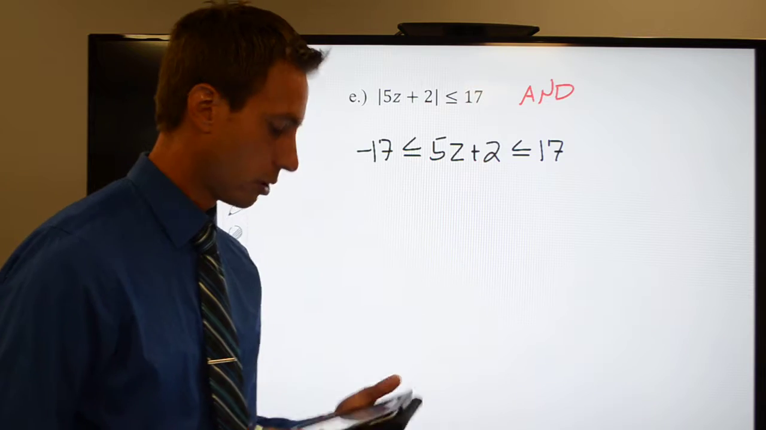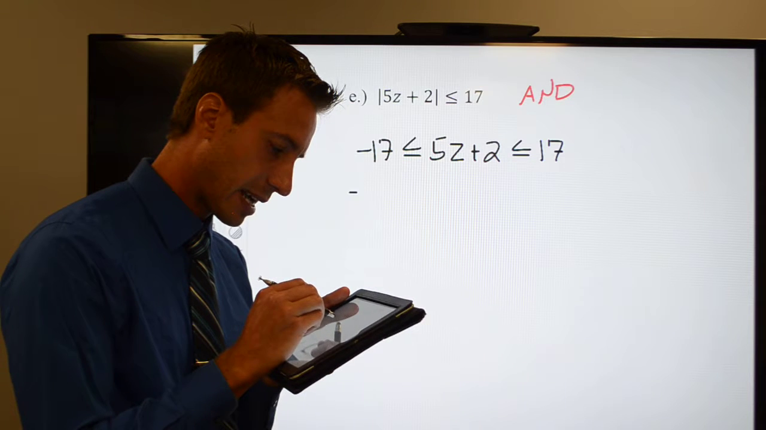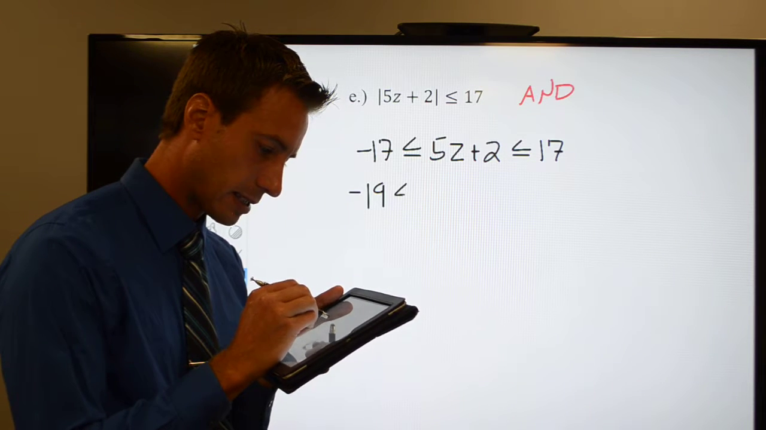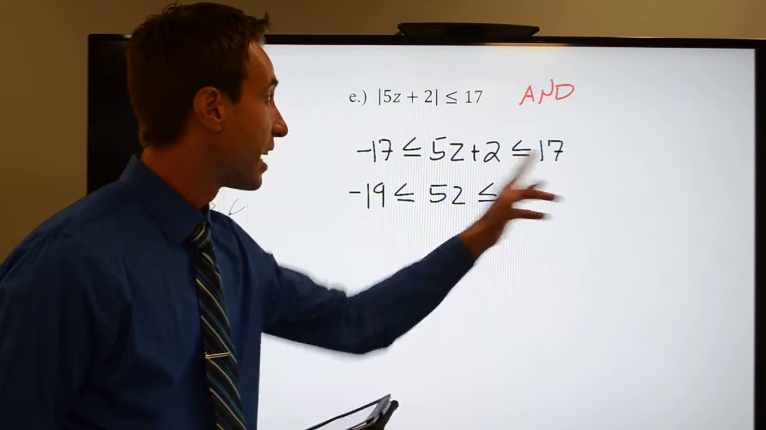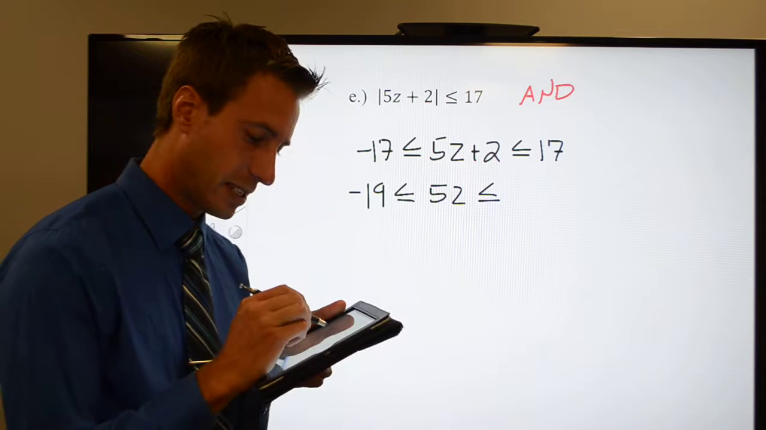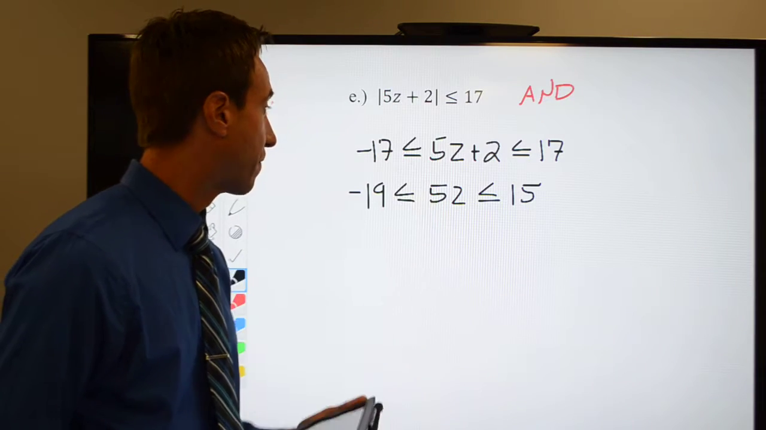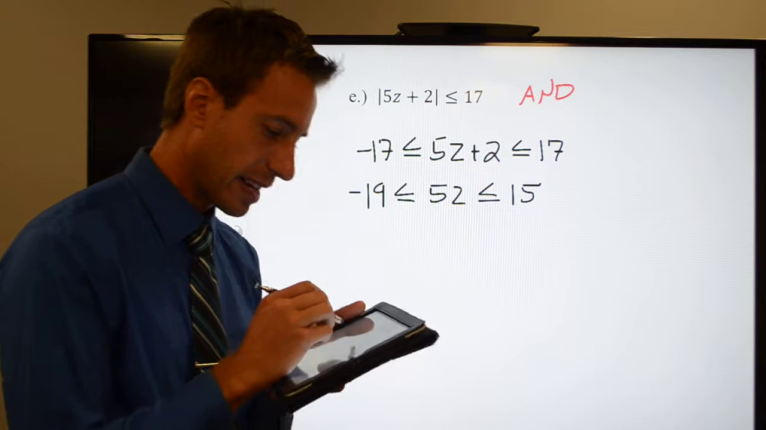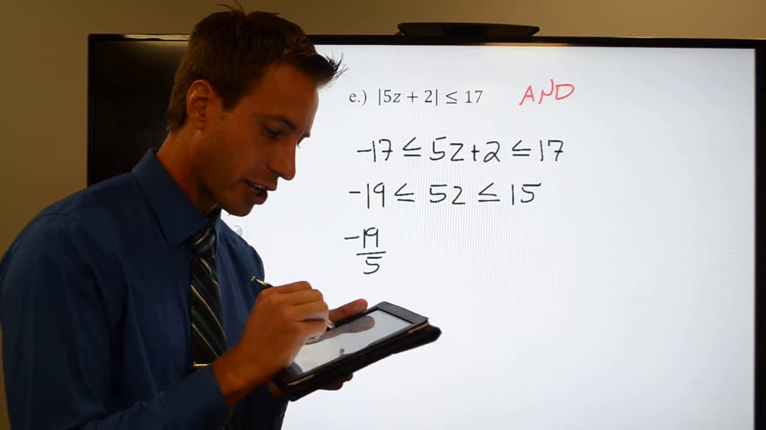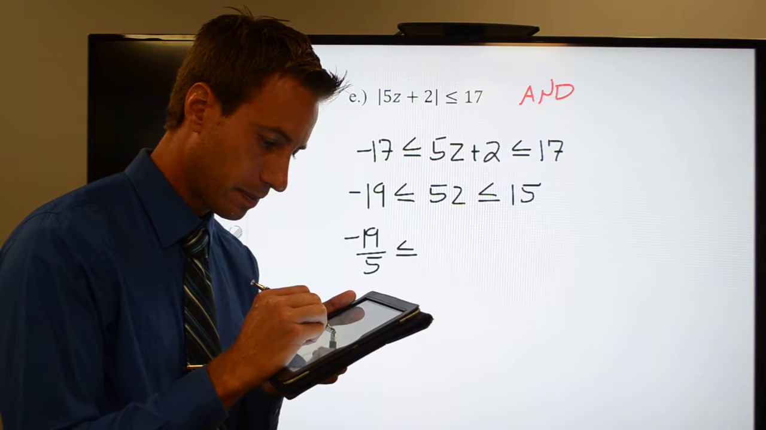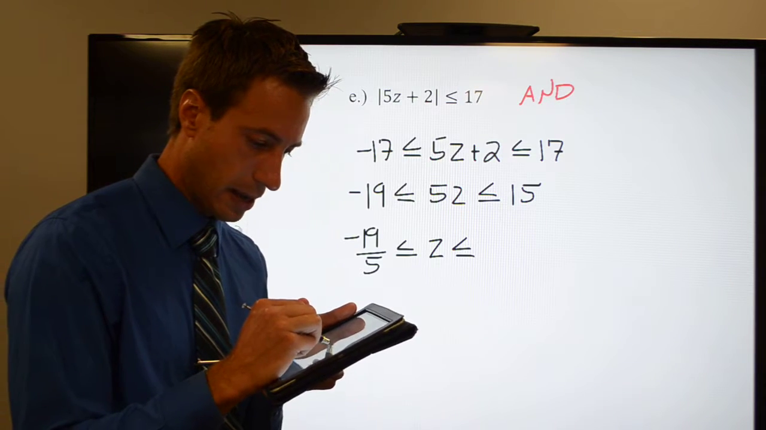I'm going to subtract 2 from both sides. When I subtract 2 from a minus 17, that should leave me with a negative 19 less than or equal to 5z less than or equal to 17 minus 2, which should be 15. And then we divide everybody by 5. Well, 19 doesn't divide by 5 evenly. That's okay. We will go ahead and get a decimal so that when I put it on my number line, I know where to go. And 15 divided by 5 should be a 3.